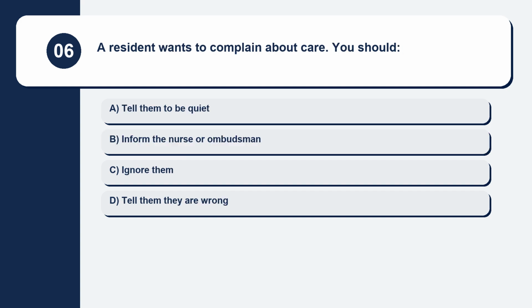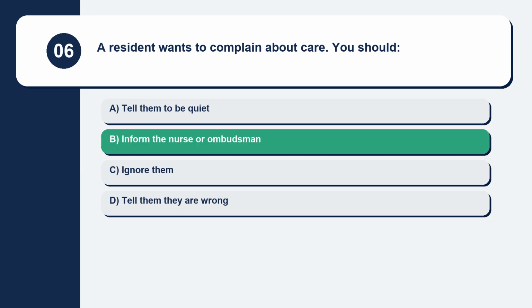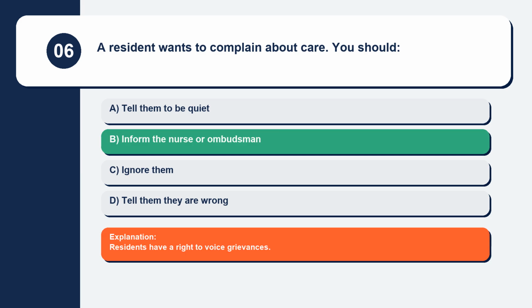Question 6. A resident wants to complain about care. You should tell them to be quiet, inform the nurse or ombudsman, ignore them, tell them they are wrong. Residents have a right to voice grievances.